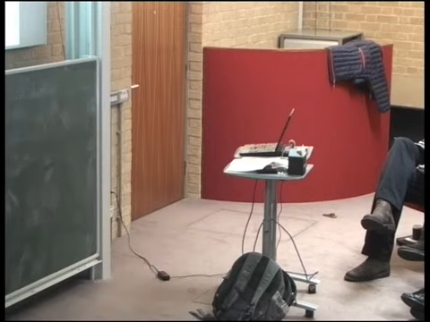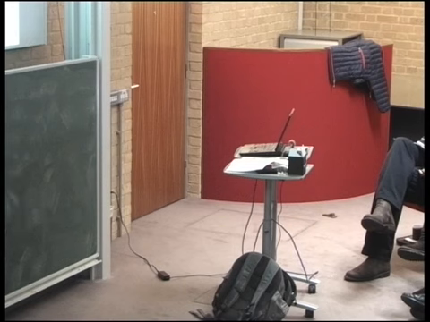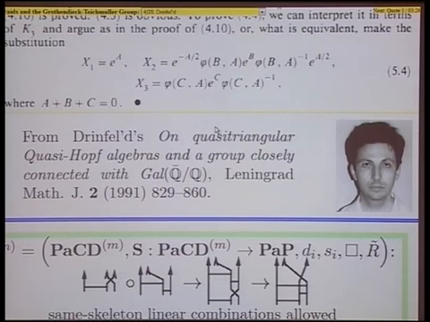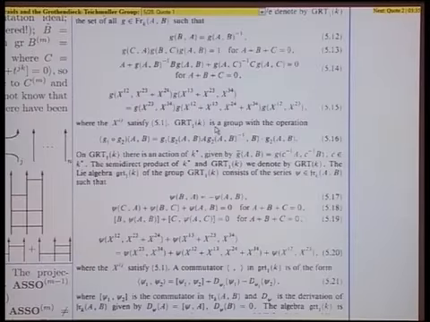So let me start. This is the paper that I follow. This is the Drinfeld paper that I aim to decipher. Let me explain what I mean by decipher. These are direct quotes, scans from his paper. It's all wonderful, but extremely hard to understand. It's basically formulas with no explanation of where they came from.